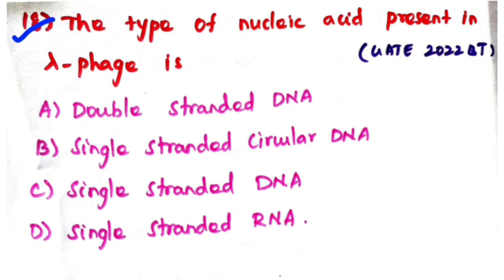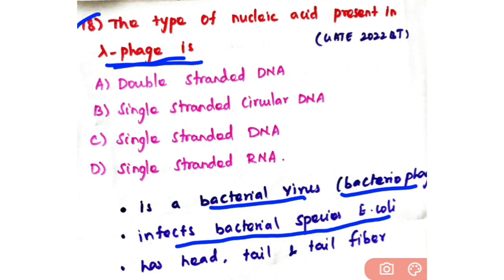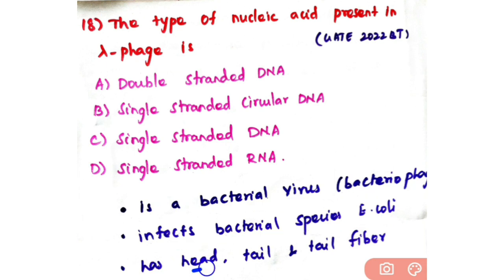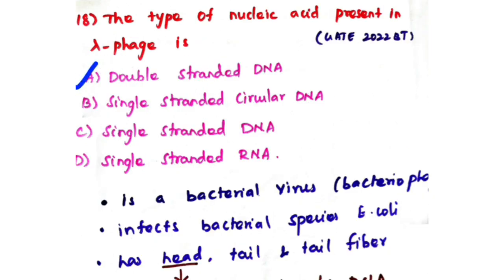Next question is, the type of nucleic acid present in lambda phage is. Lambda phage is a bacterial virus, also known as a bacteriophage, which infects the bacterial species E. coli. This lambda phage has a head, tail and tail fiber, and the head contains the phage's nucleic acid, double-stranded circular DNA. So option A is correct. The type of nucleic acid present in lambda phage is double-stranded DNA.